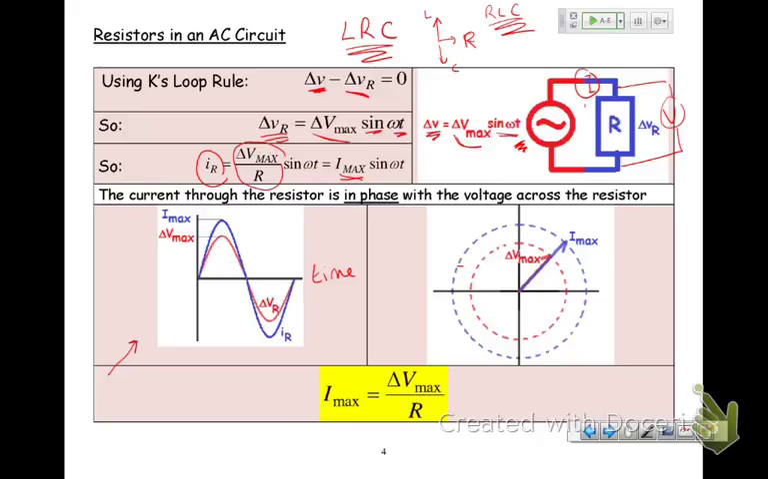And what I see is when there's no voltage, there's no current. When there's a maximum voltage, there's a maximum current. When there's no voltage, no current. When there's a maximum negative voltage, there's a maximum negative current. That's kind of what you expect, really.